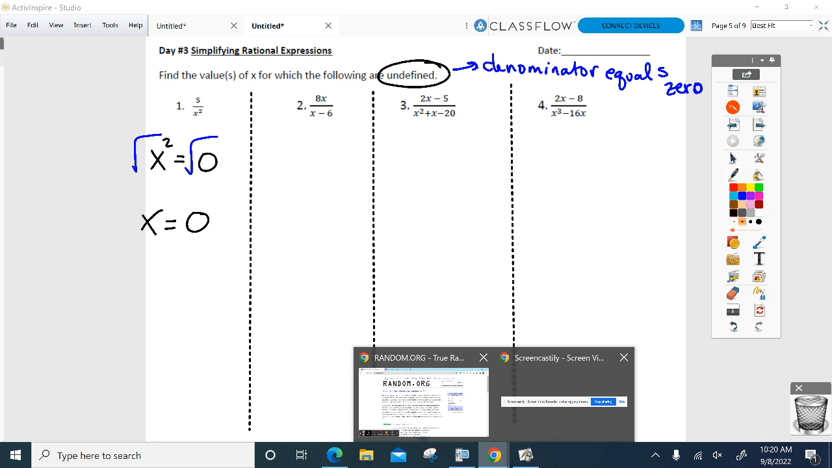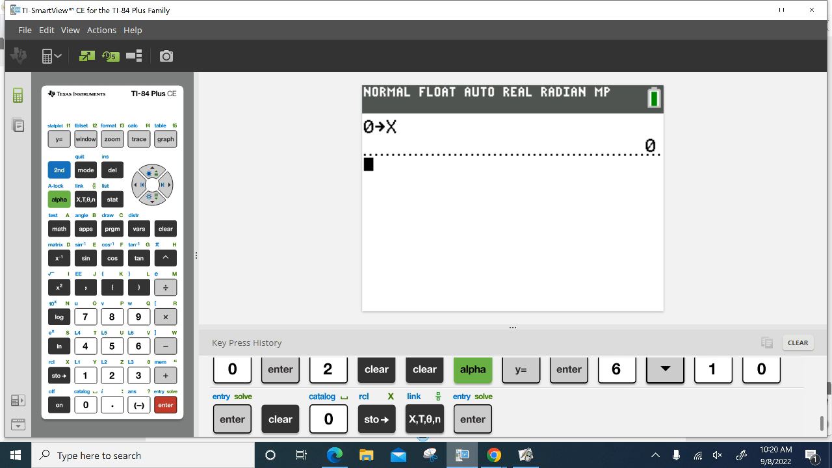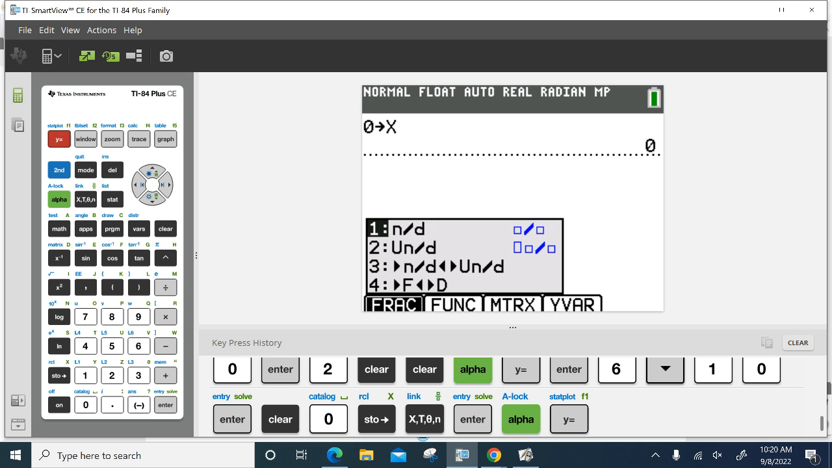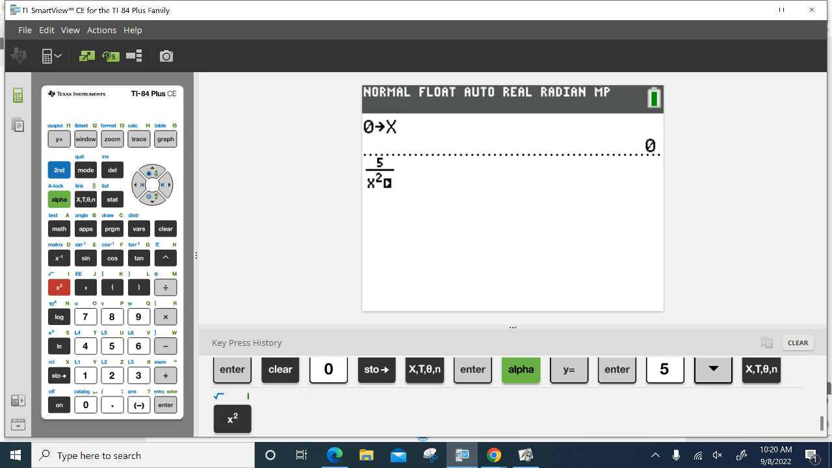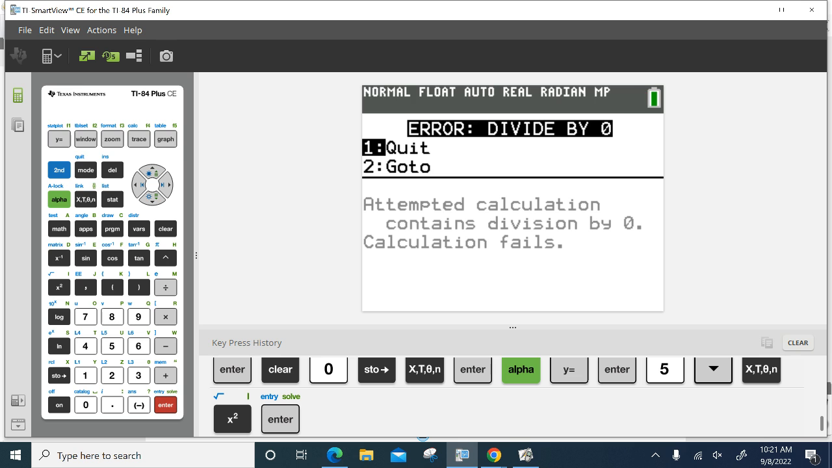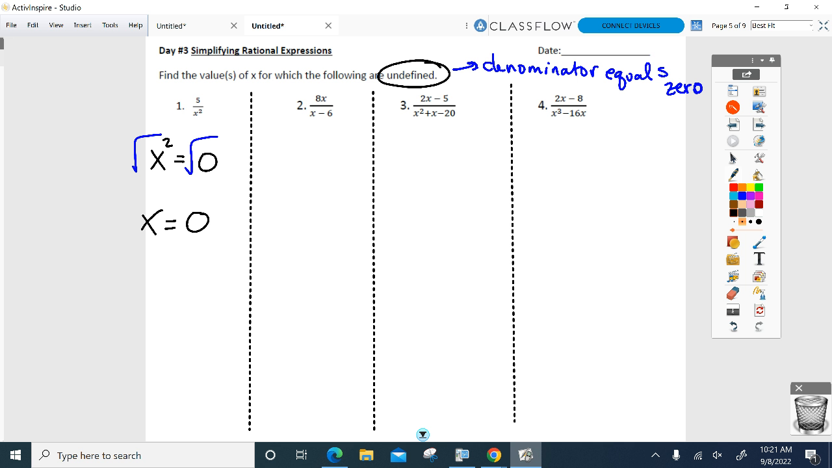You guys, this drives me nuts every year that your teachers never told you this. Do you know how to get a fraction up? Alpha y equals, or maybe a different way. I do alpha y equals, get the fraction up there. And then I type in 5 over x squared, and it's going to plug in 0, and I should get, hopefully, there we go. It's undefined when your answer is 0. So I got the correct answer. If you get an actual value out, that's not a correct answer. Okay? So that worked. All right, next one.